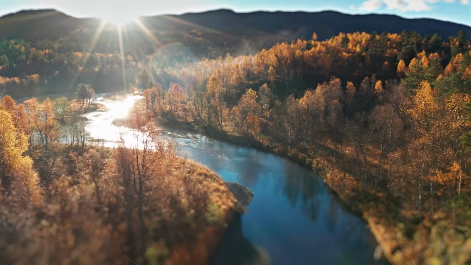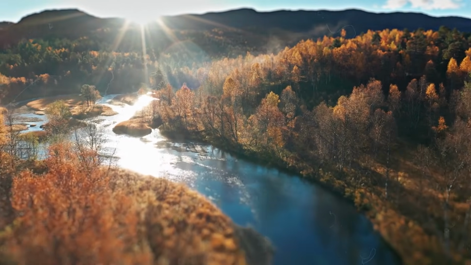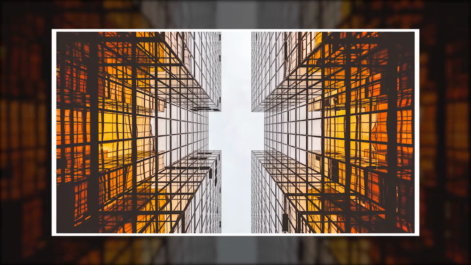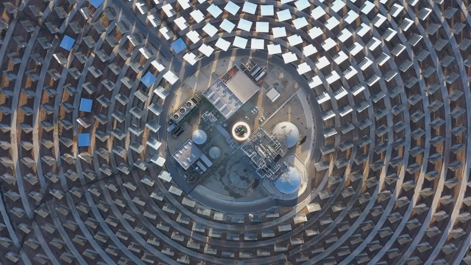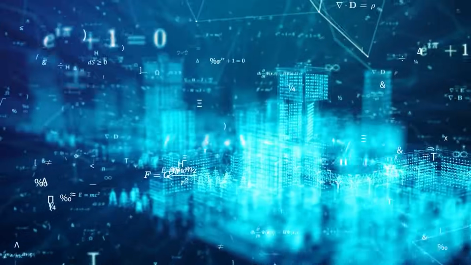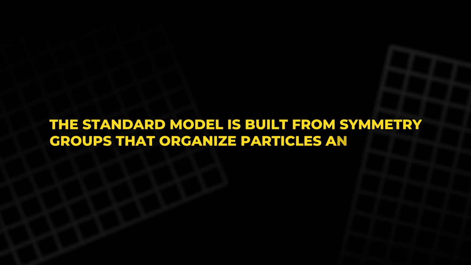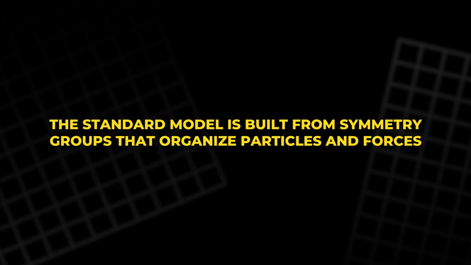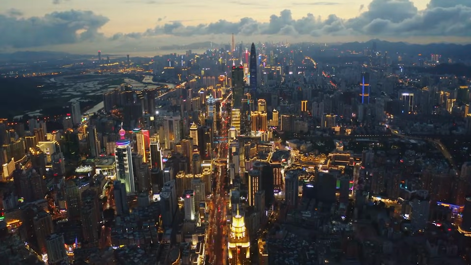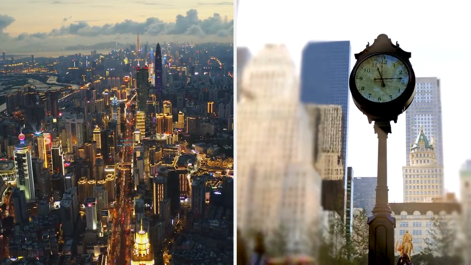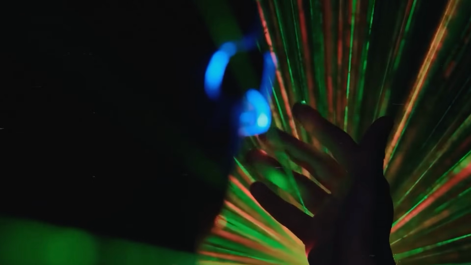The more we learn about nature, the more we find rules that repeat. Those repeating rules often come from symmetry, meaning you can change something and the outcome stays the same. In modern physics, symmetry is not just decoration. The standard model is built from symmetry groups that organize particles and forces. General relativity also leans on symmetry because it treats space and time with consistent, coordinate-independent rules.